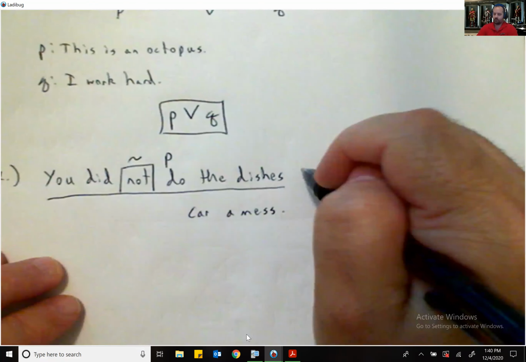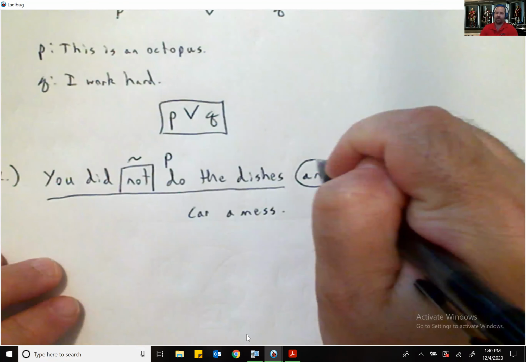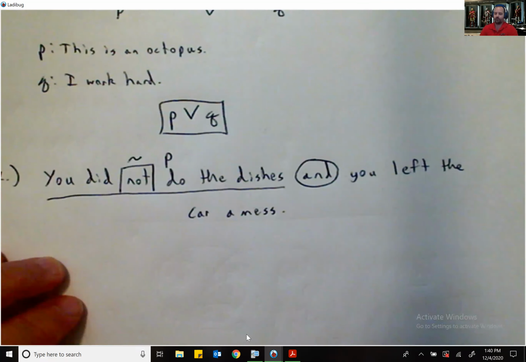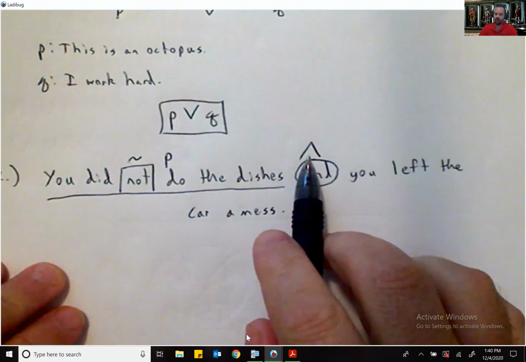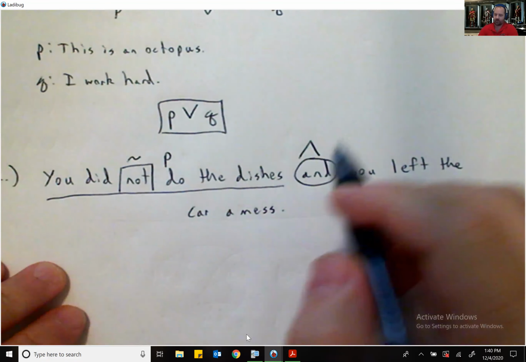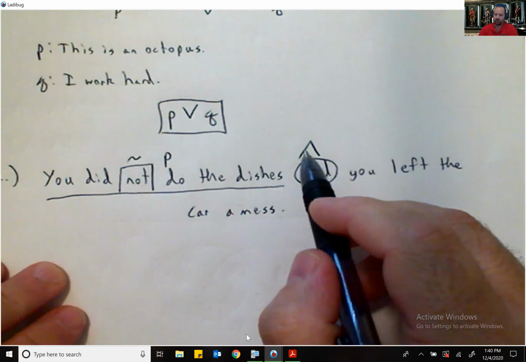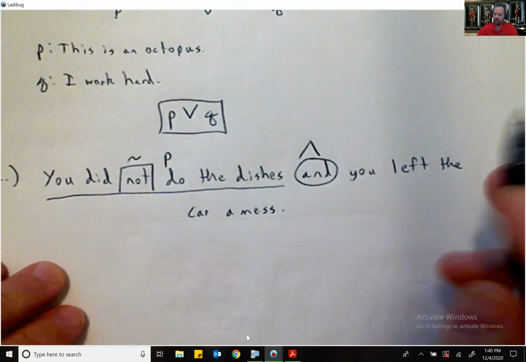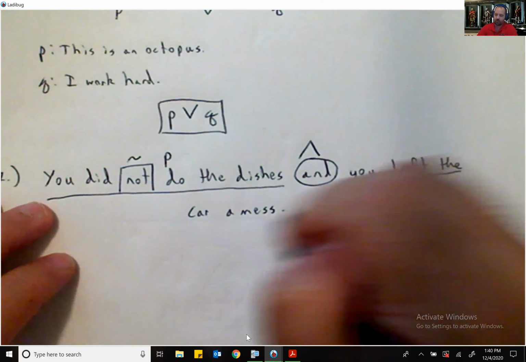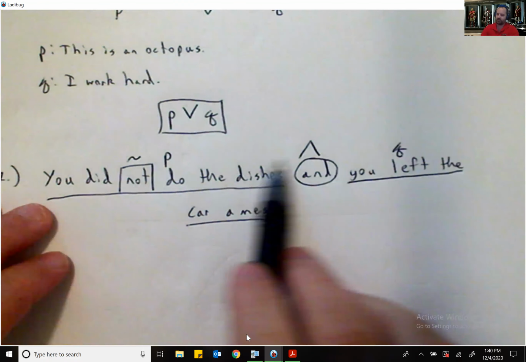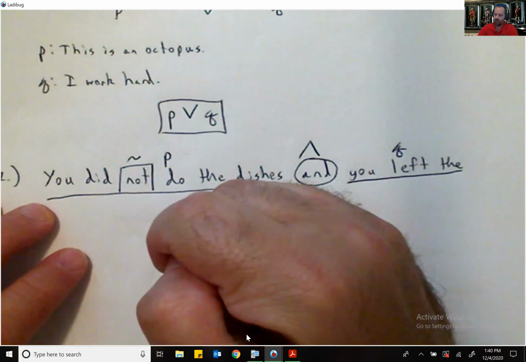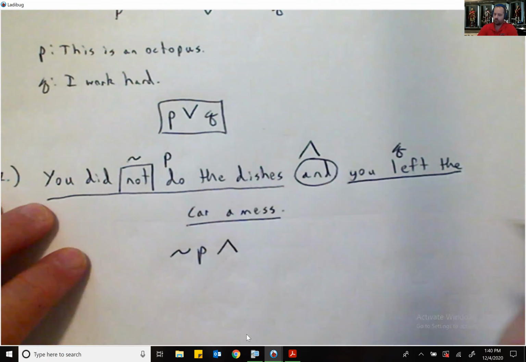Oh, there's a compound word. What does the symbol and look like? An upside down V. I call it the rooftop or the caret key. Or you can think about it as the letter capital A without the middle piece in the middle. And then you left the car a mess. Q. So there's symbolically what our statement looks like. Squiggle, P, caret top or roof, Q.